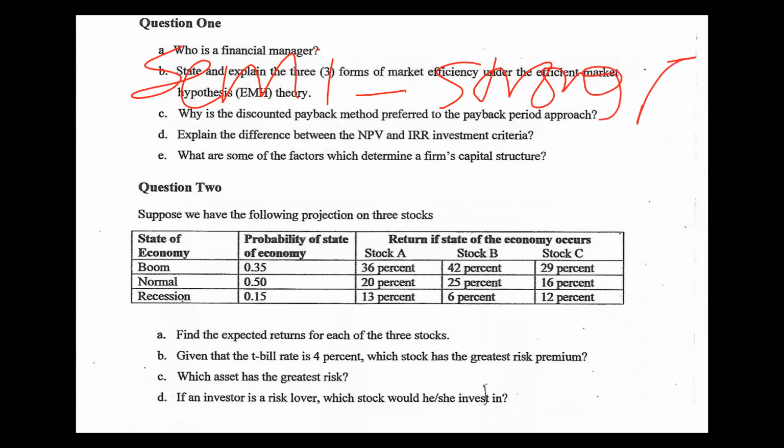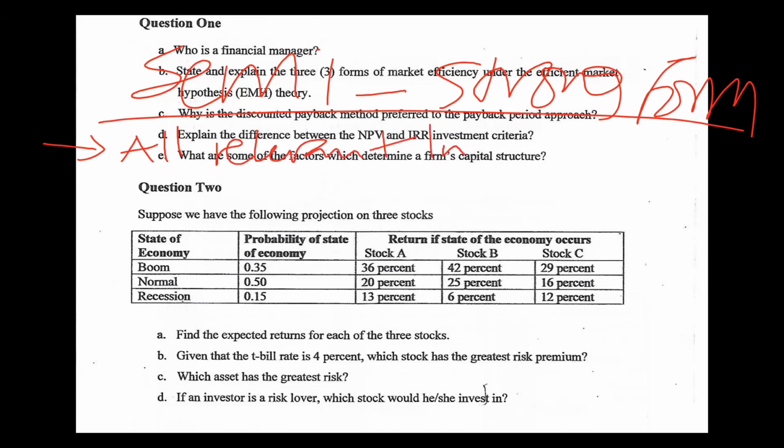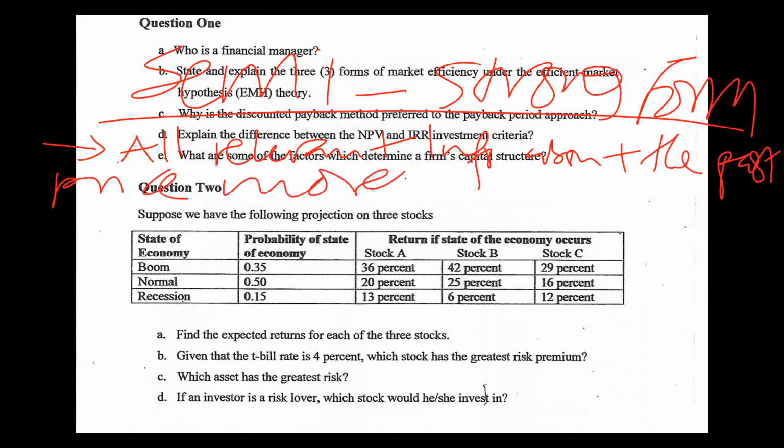The semi-strong form of market efficiency. Under the semi-strong form, current share prices reflect both, number one, all relevant information about past price movements and their implications. Is that clear? Yes, sir.